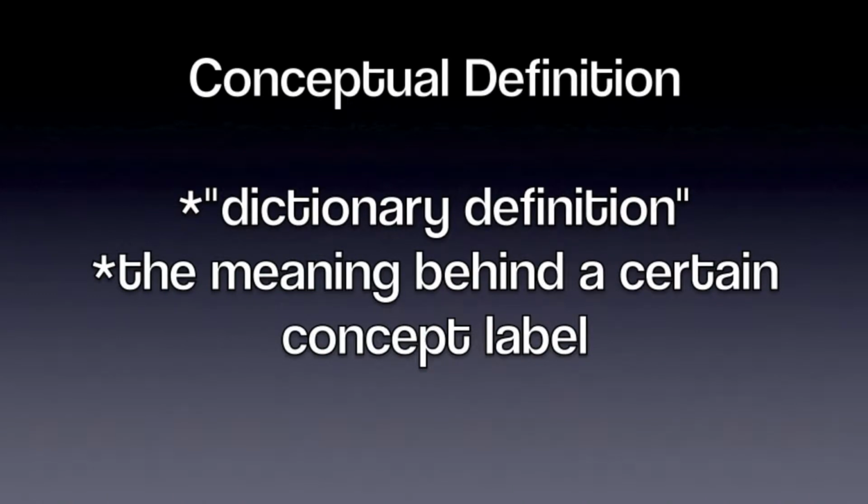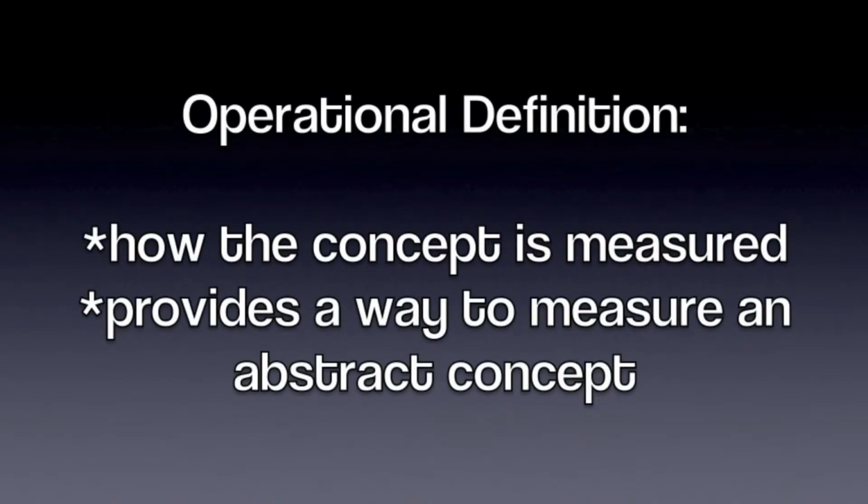Let's recap. A conceptual definition is the dictionary definition, the meaning behind a certain concept label. In the case of the video you just watched, the conceptual definition was defining satisfaction as good or happy. An operational definition is how the concept is measured. It provides a way to measure an abstract concept, which was the conceptual definition we just went over.